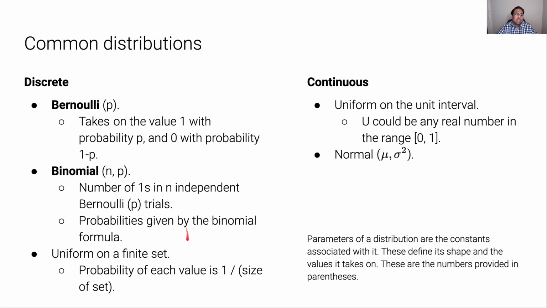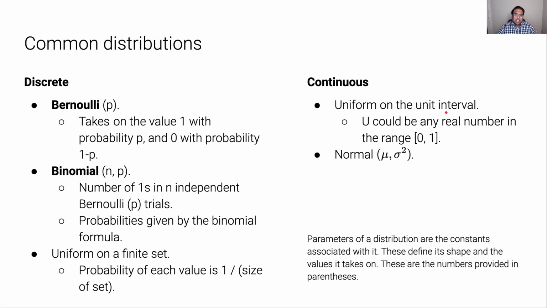And we will see how these parameters n and p describe Bernoulli and binomial distributions in the next video. Another common discrete distribution is the one that's uniform on a finite set. A common example of this is a single roll of a standard die. The roll of a die is distributed uniformly on the set 1, 2, 3, 4, 5, and 6. There are 6 possible outcomes, and each of those outcomes occurs with probability 1 over 6, because the size of the set is 6.